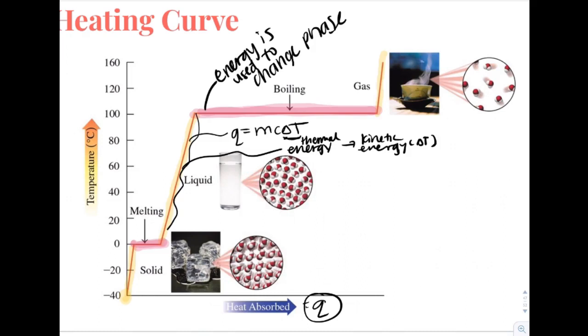So in a solid, my particles are very close together.